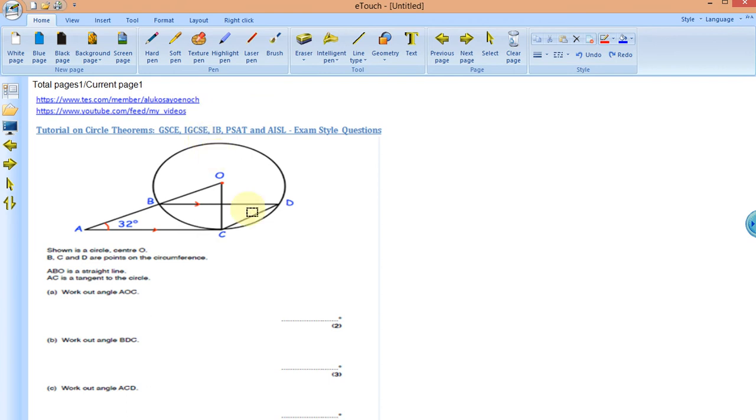Do I need to waste my time with these? No, I'm not going to waste my time with these. So CA is a tangent, and OC is a radius, and I know that tangent to radius is 90 degrees.